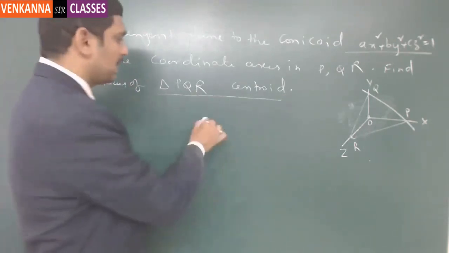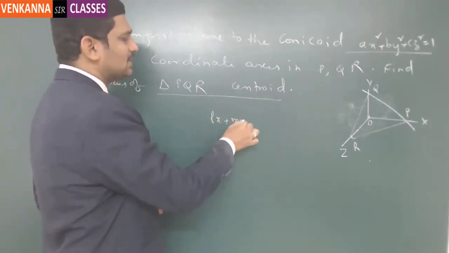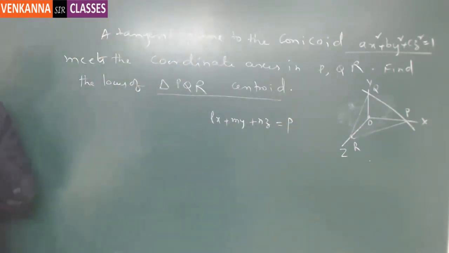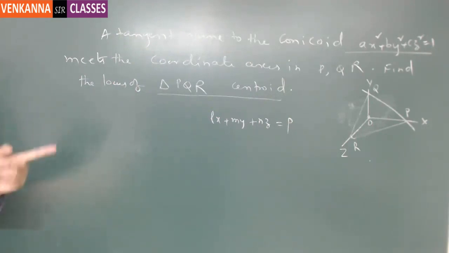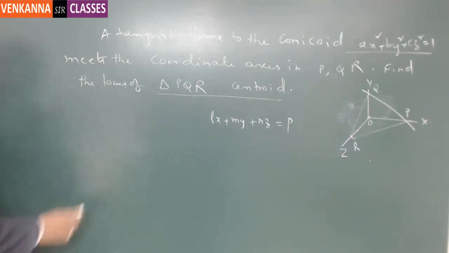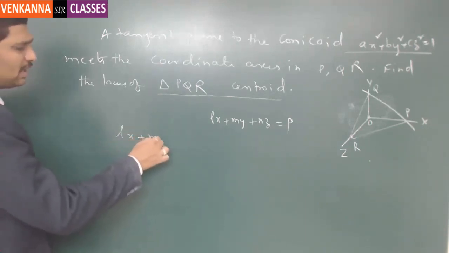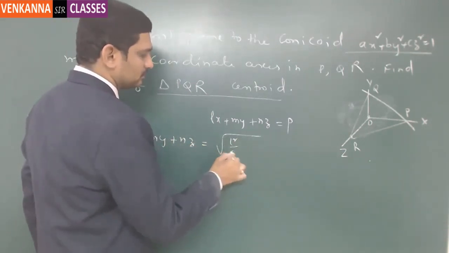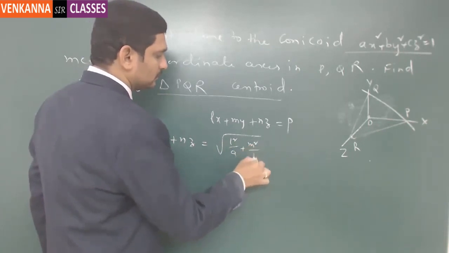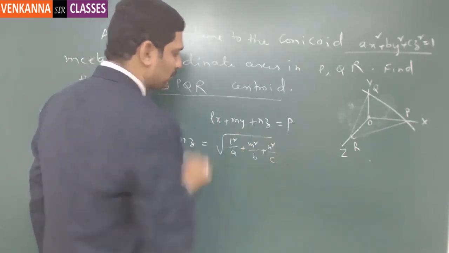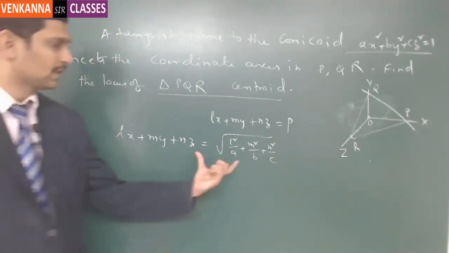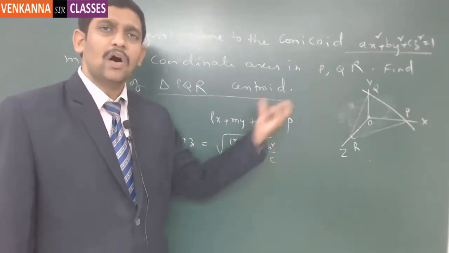So let us write the tangent plane as Lx plus My plus Nz is equal to P. So we got a unique expression for P, the distance. So the required tangent plane, or the actual tangent plane, is nothing but Lx plus My plus Nz equal to the square root of L square by A plus M square by B plus N square by C. So this is the actual tangent plane of the conicoid.